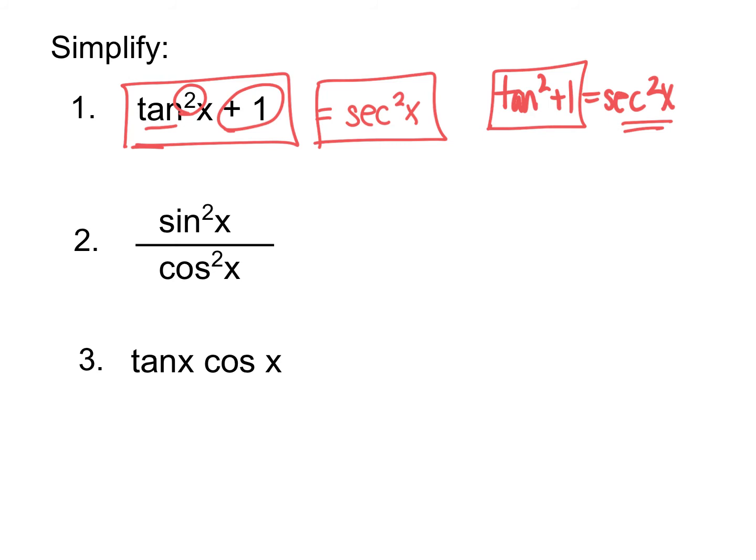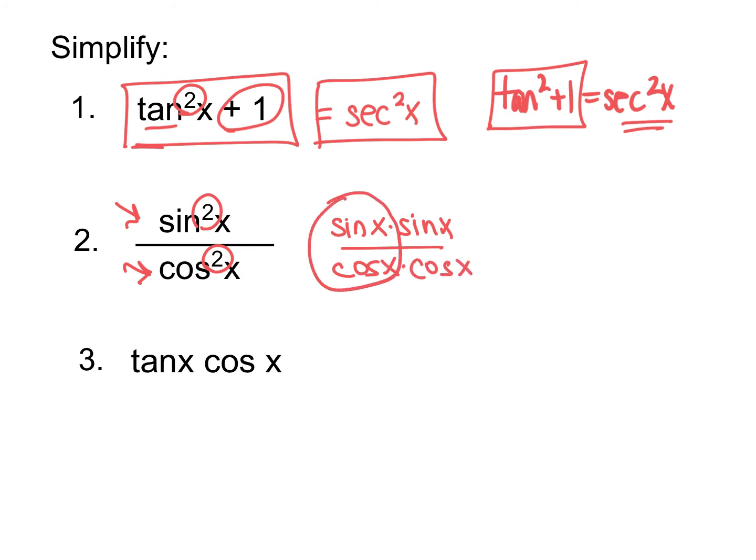If you look at the next one, we do have trig functions squared. We have 2 of them, but there's no 1 added or subtracted to the function. So for that reason, we cannot use one of the Pythagorean identities. But what we should also notice is that sine over cosine is equal to tangent. So if I have sine squared, it just means sine of x times sine of x over cosine squared, or cosine of x times cosine of x. Well, here's one tangent, and here's another tangent. So tangent times tangent is just tangent squared.